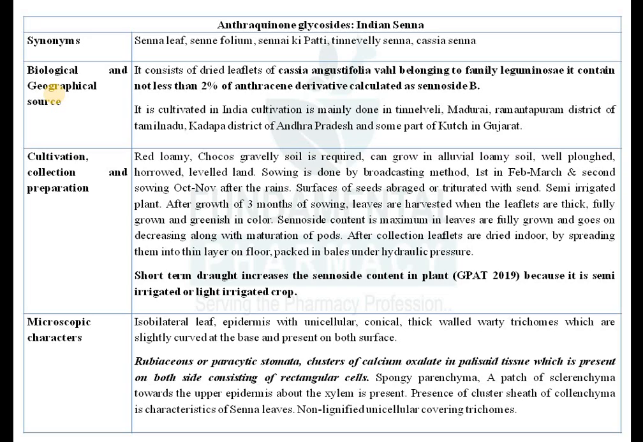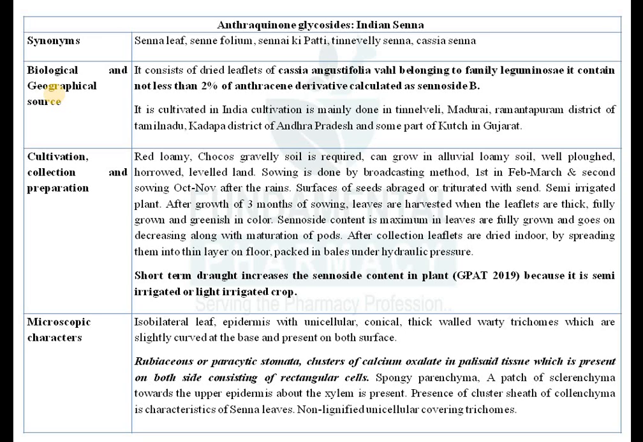Now, what was the question in GPAT 2019 regarding the cultivation and collection of senna? They asked: short-term drought in the senna causes, and there were 4 options. They will increase the sennoside content, sennoside A content, sennoside B content, like this. So what happens in the senna? Short-term drought increases the sennoside content of sennoside A and sennoside B. Whenever both are mentioned, you have to answer both. But if both are not mentioned, only sennoside B.